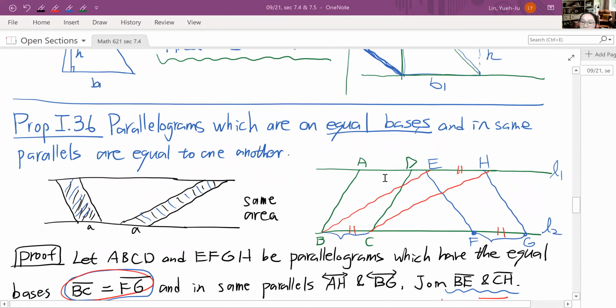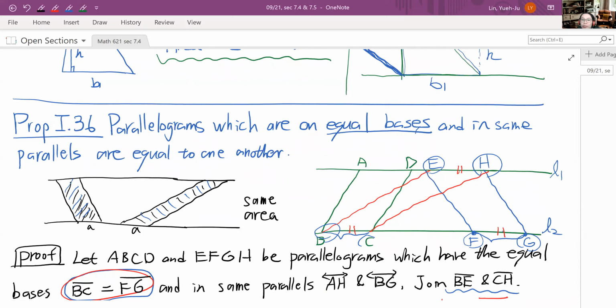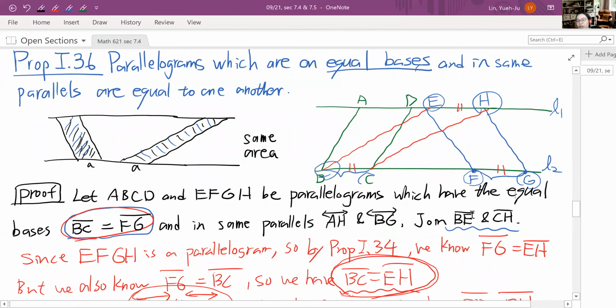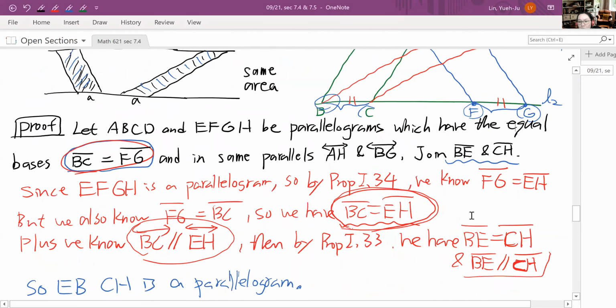Okay, so once you have this BCEH as an intermediate parallelogram, then essentially I use what we just did. If you have two parallelograms which share the same base, then they're going to have the same area. So I use the middle parallelogram, and then show that it has the same area as one of the parallelograms. And same thing, EHBC also shares the same base as FGHE. So that's why they will have the same area. So the proof is quite straightforward. You just need to build on the facts that you already know.